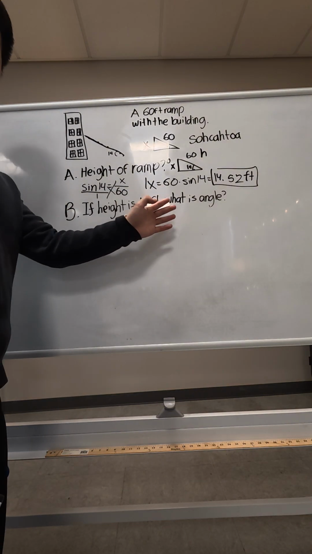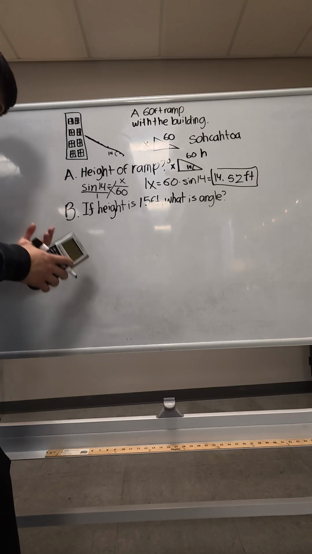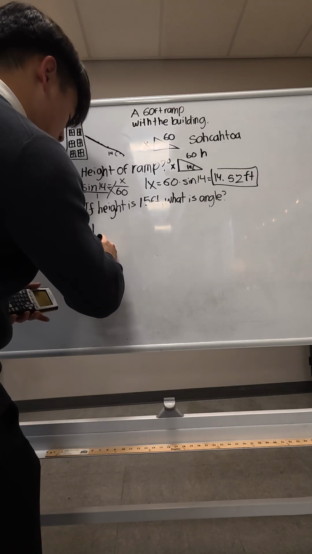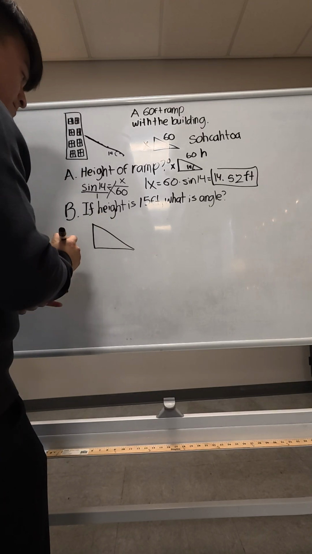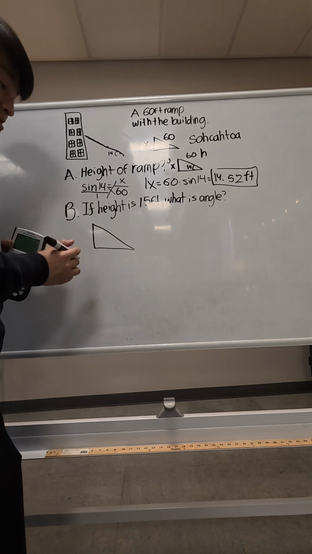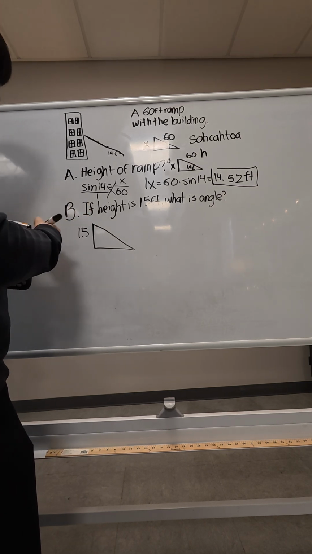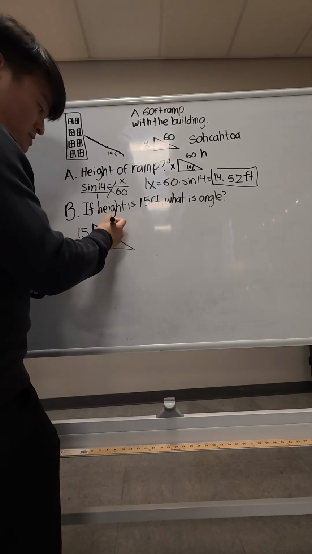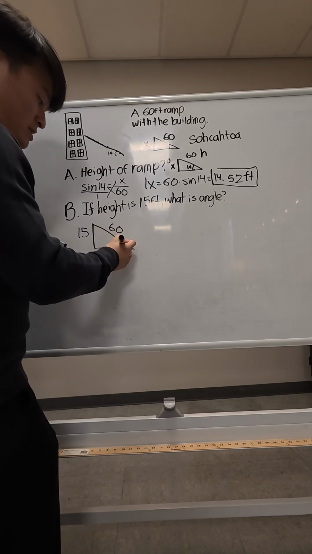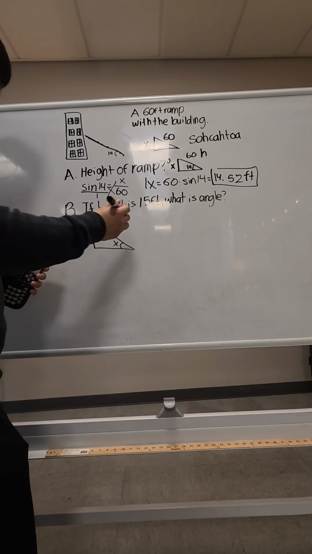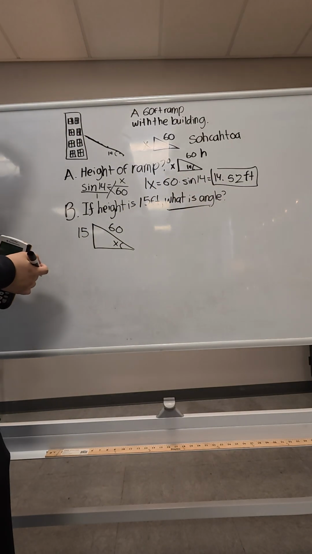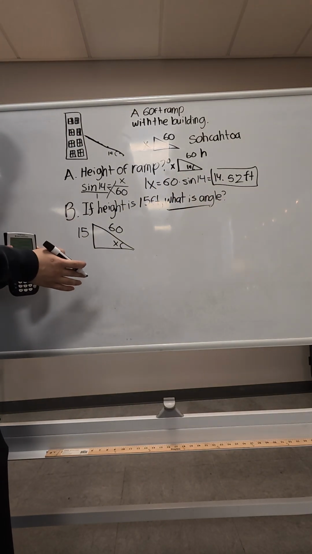But then part B, I am already given heights. So it's now asking us, what is my angle? So I'm probably going to draw another right triangle again. If my height, again, that's going up and down, is 15, I'm going to put it here on the left. My ramp is still my ramp, so I'm going to put 60. And then here is my angle, which I don't know because it's clearly asking me for it. I want to solve for the angle x.